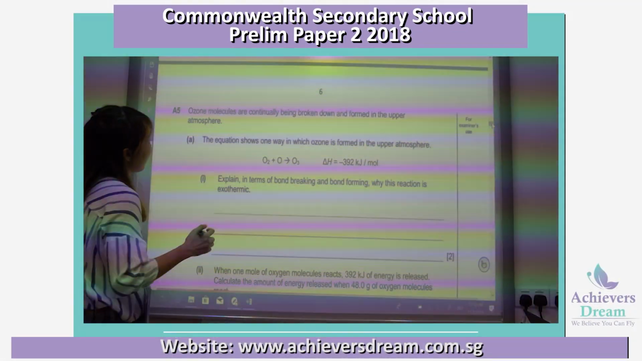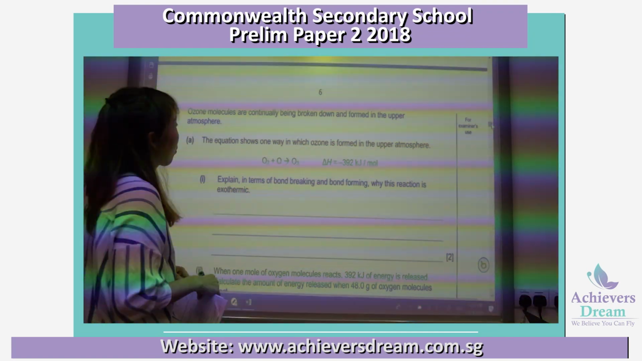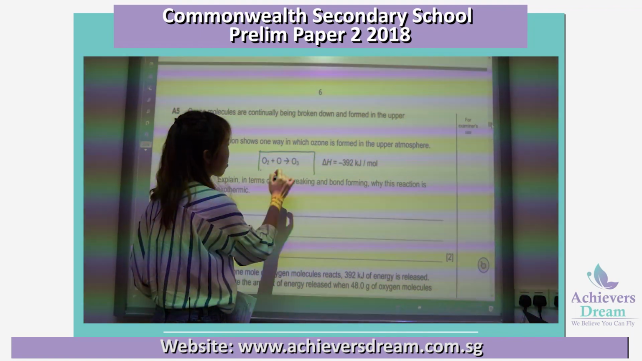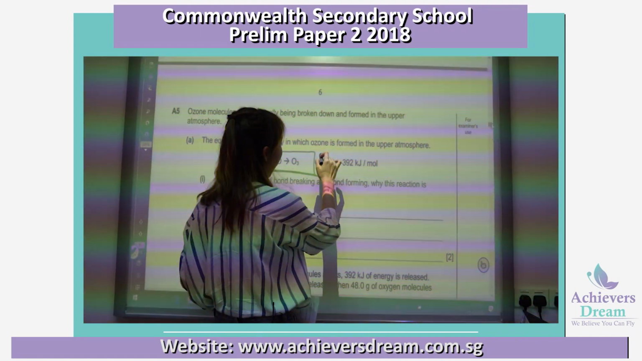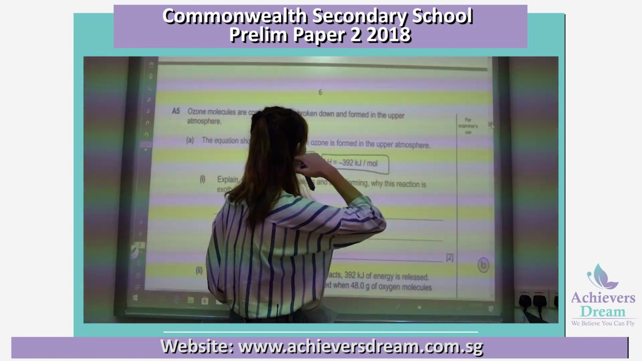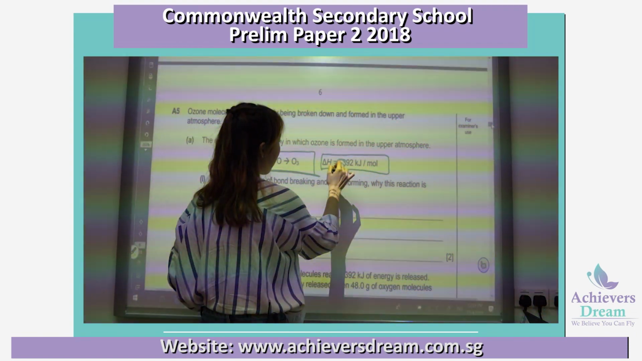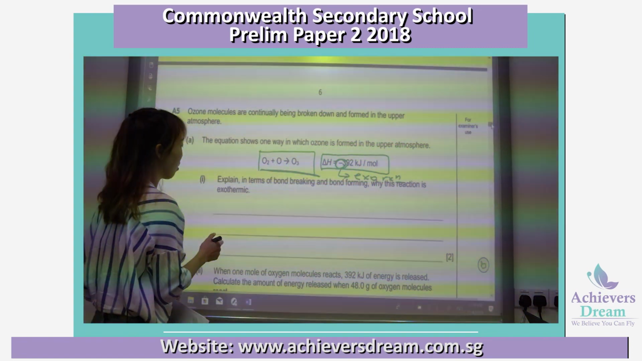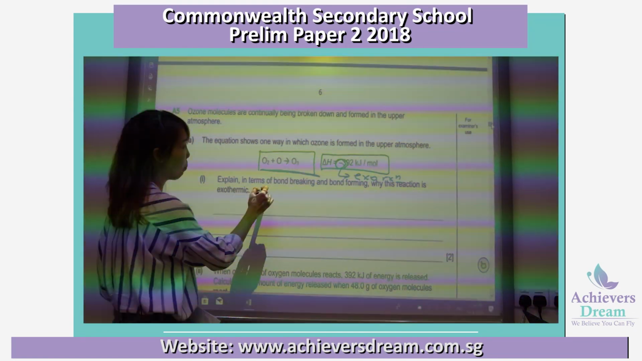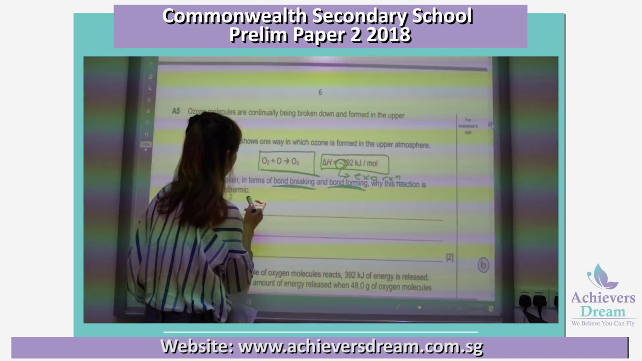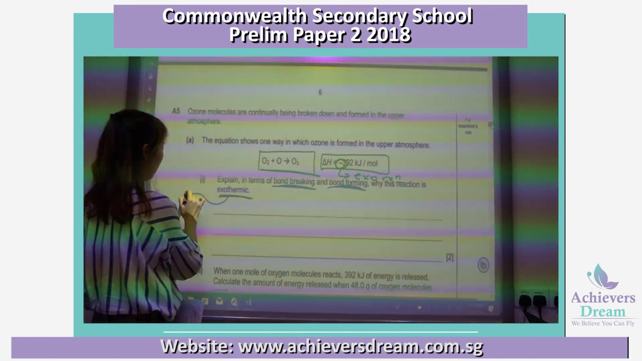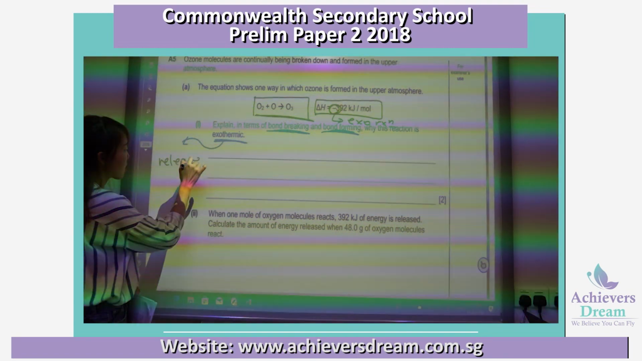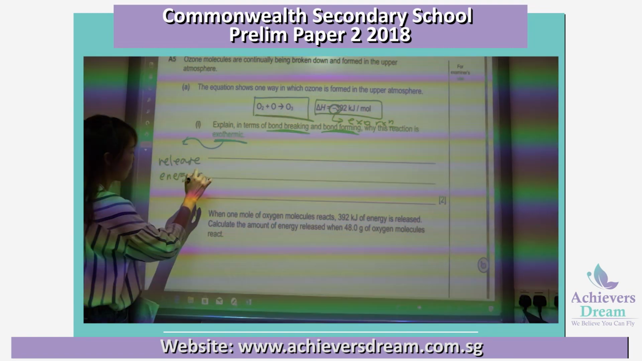Okay? For question 5, ozone molecules are continually being broken down and formed in the upper atmosphere. So this is the equation that shows you how your ozone is being formed, and it has an enthalpy change of minus 392 kilojoules per mole. When we see a negative sign, we know that it must be an exothermic reaction. So part 1, explain in terms of bond breaking and bond forming why this reaction is exothermic. First and foremost, what's the meaning of exothermic? It means that there is a release of energy to the surroundings.